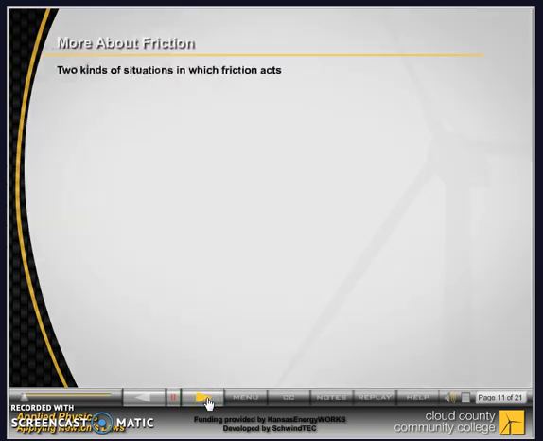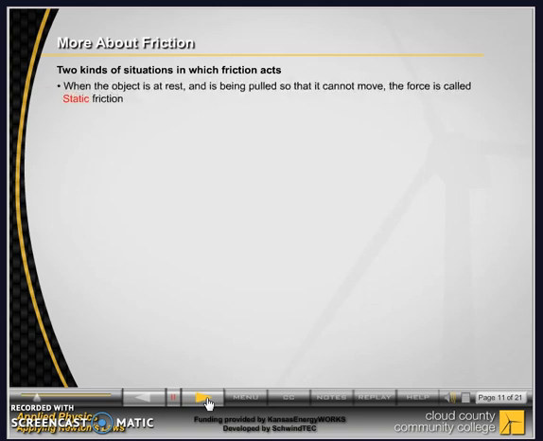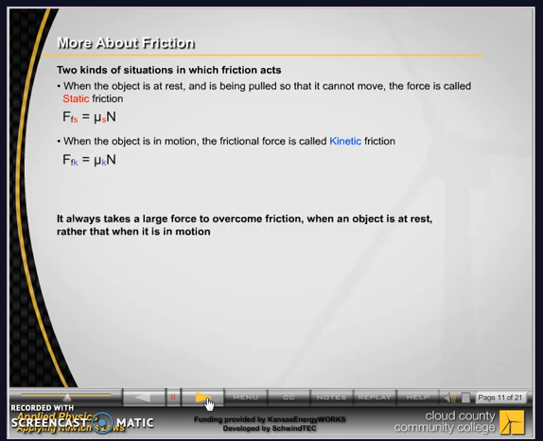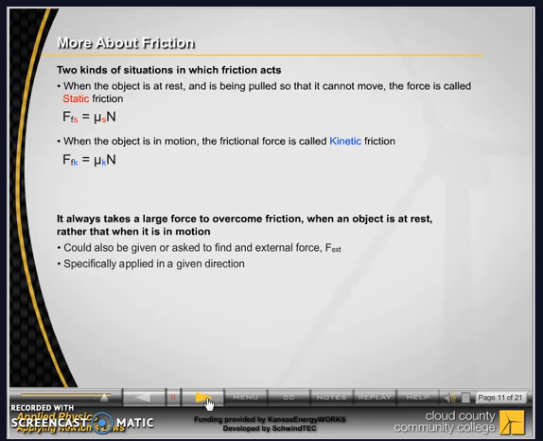There are two kinds of situations in which friction acts. When the object is at rest and is being pulled so that it cannot move, the force is called static friction. When the object is in motion, the frictional force is called kinetic friction. It always takes a larger force to overcome friction when an object is at rest, rather than when it is in motion. In some problems, in addition to all the forces listed, you could also be given or asked to find an external force that is specifically applied in a given direction.